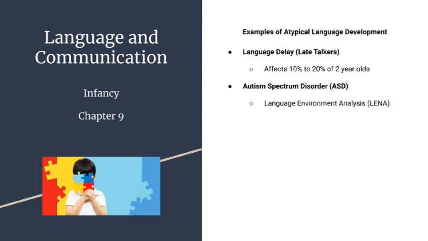Autism spectrum disorder, or ASD, is a genetically based neurodevelopment disorder that is often diagnosed anywhere from 12 to 24 months. A tool that studies language and communication in children with ASD is called Language Environment Analysis, or LENA. LENA is used to record large samples of child language in naturalistic settings.